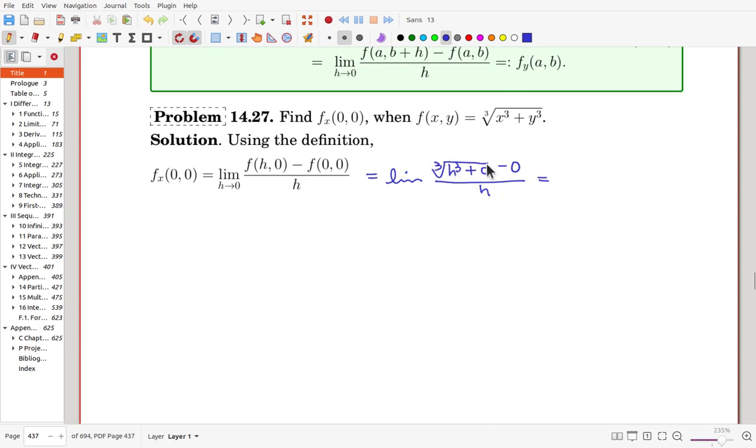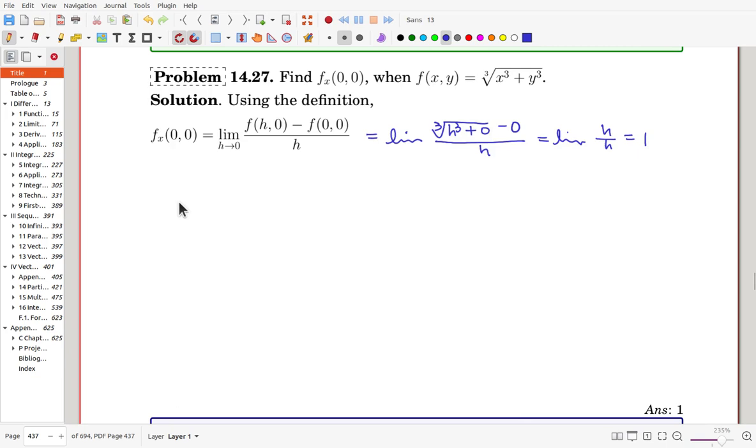But this term is h. So that is the same as the limit of h over h. For every h, it is always 1, so the limit must be 1. So f sub x at the origin is 1. For f sub y, you can do it exactly the same way, because this is symmetric with respect to x and y, and you will get again 1 for f sub y at the origin.